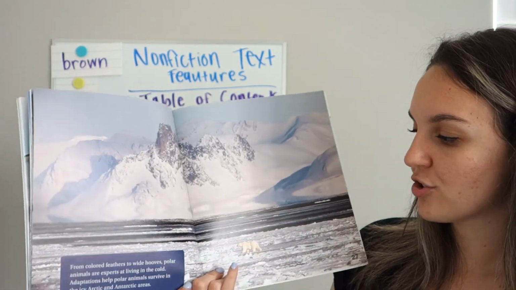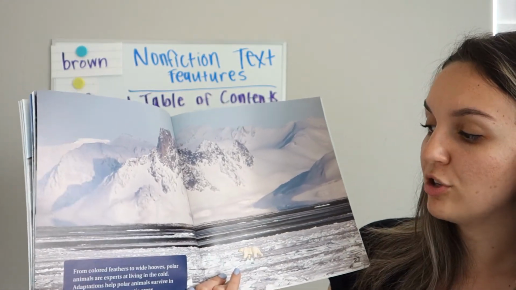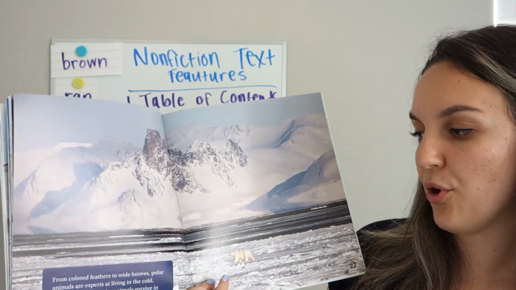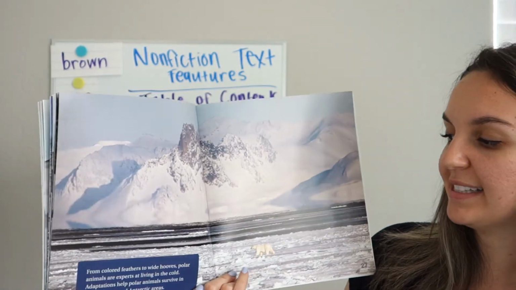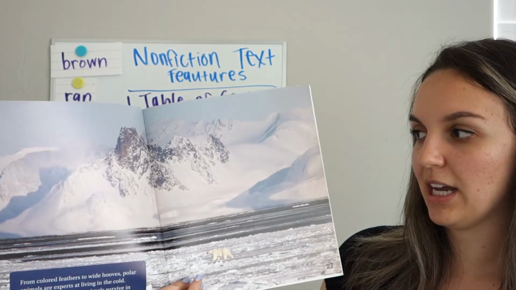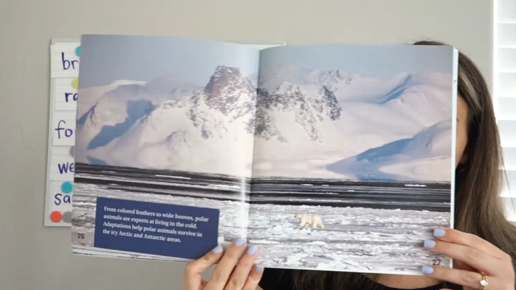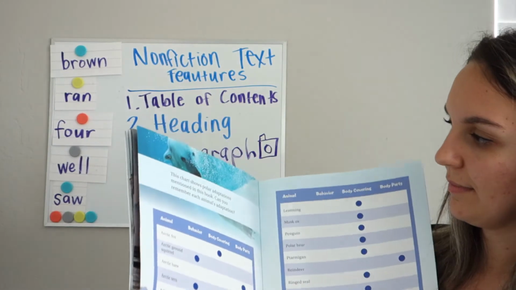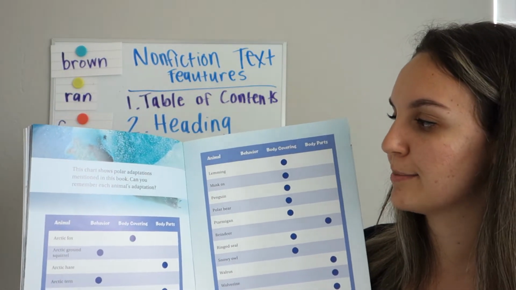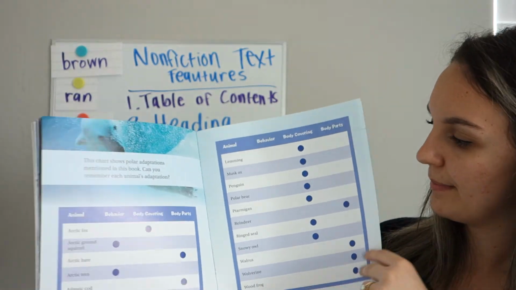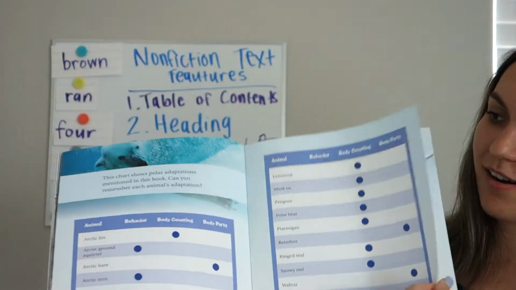From colored feathers to white hooves, polar animals are experts at living in the cold. Adaptations help polar animals survive in the icy Arctic and Antarctic areas. This chart shows polar adaptations mentioned in this book. Here's a chart.